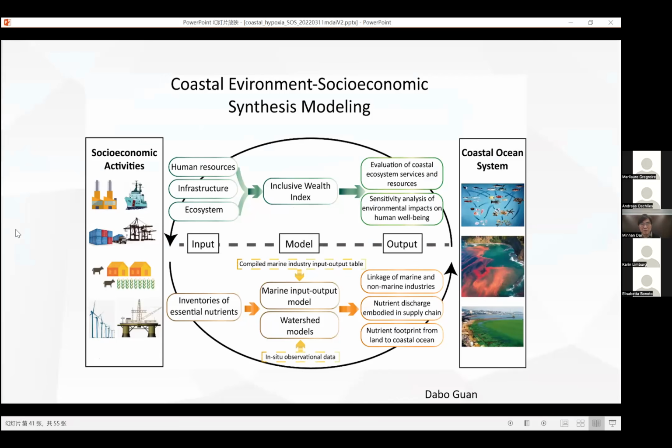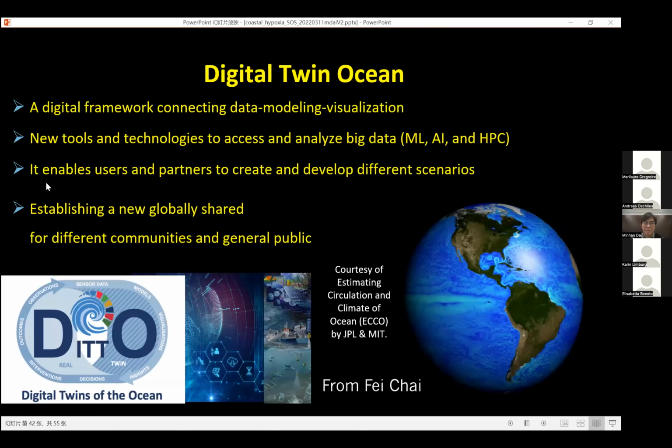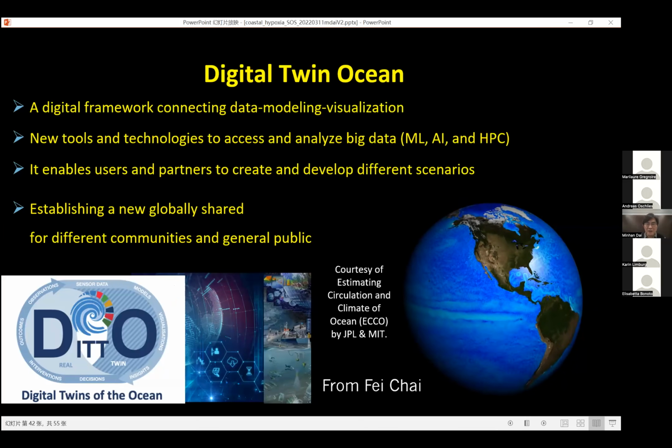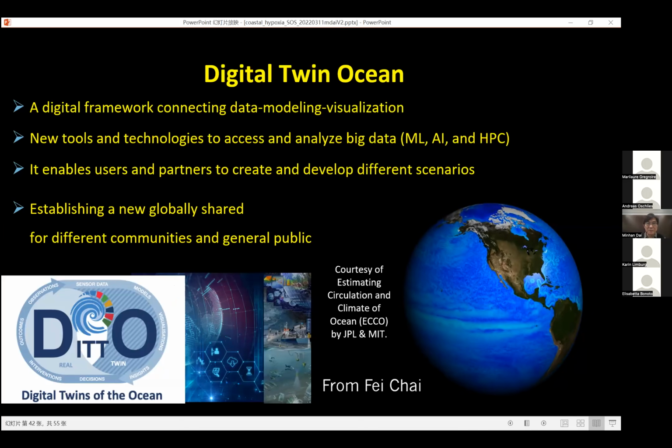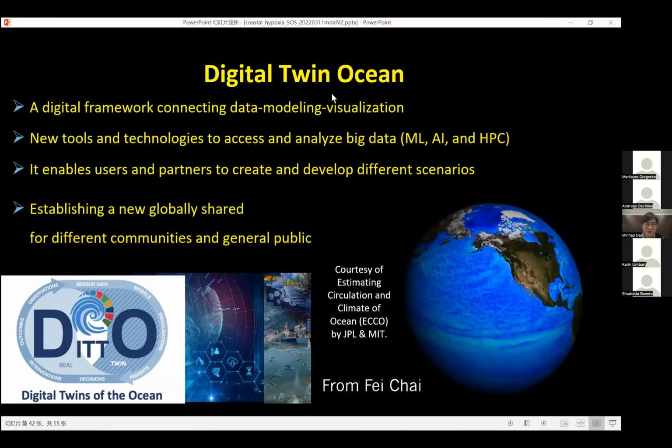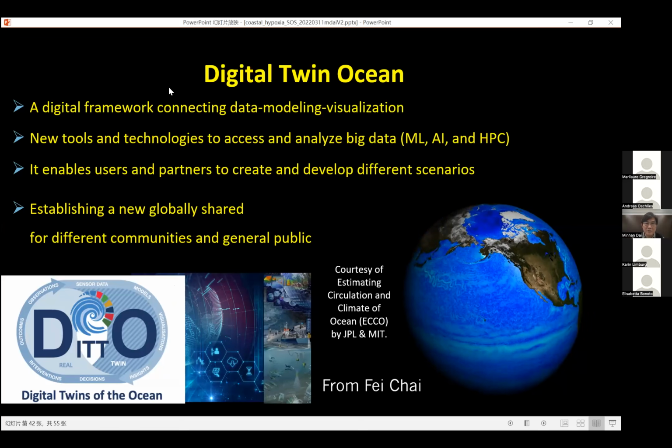And one of the key components is that an environmental socioeconomic model module will be included in this model system. And finally, the digital twin ocean is quite hard. It's a digital framework connecting data, modeling, and visualization, and I won't get into details.